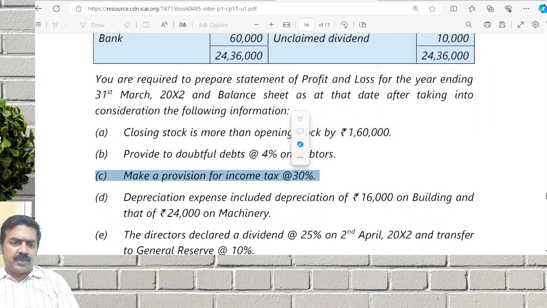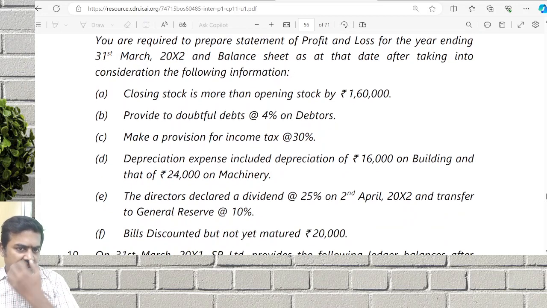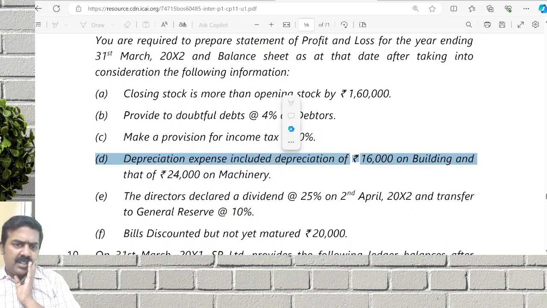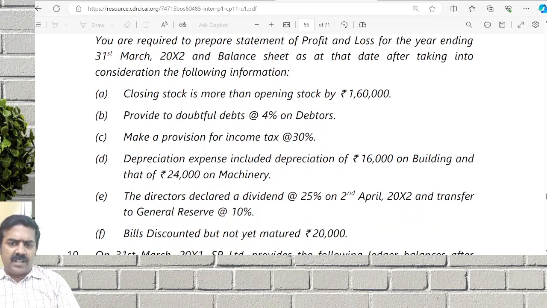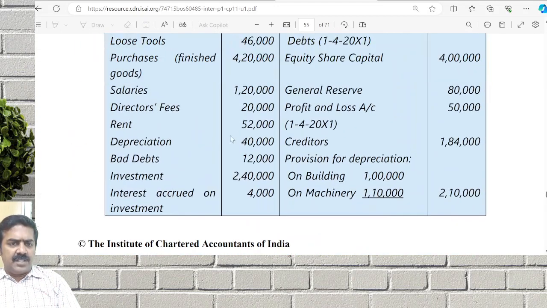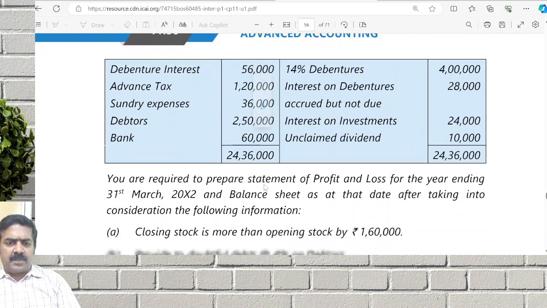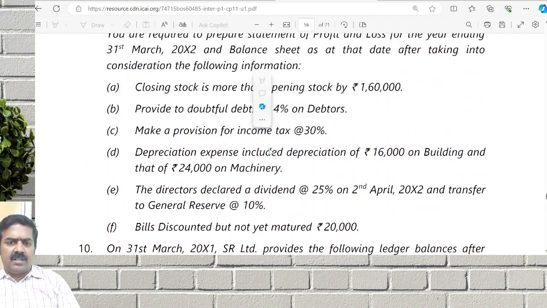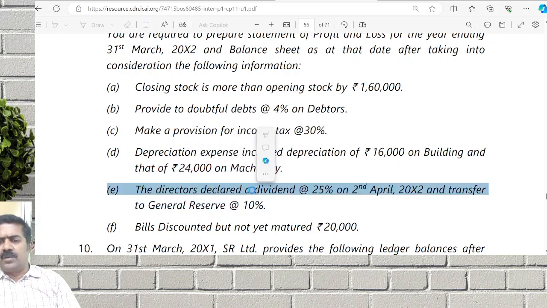Provide for bad debts 4%. Make a provision for income tax. All these will come in the P&L account. Depreciation includes that bifurcation, they have given. That 40,000 is there, isn't it? The depreciation 40,000. That explanation is given to us on building and machinery. Directors declared a dividend after transferring to what? General reserve. This is a notes to accounts.